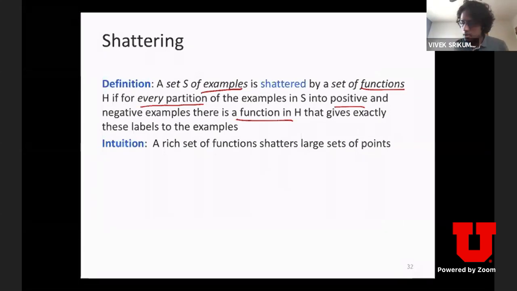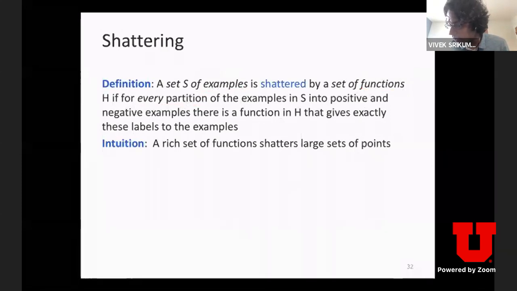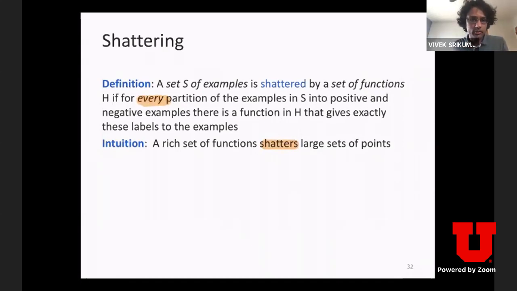Notice that in order for us to say that a set of functions shatters a set, we need to consider every single partition of the examples. Okay, let me walk through an example and then pause for questions.